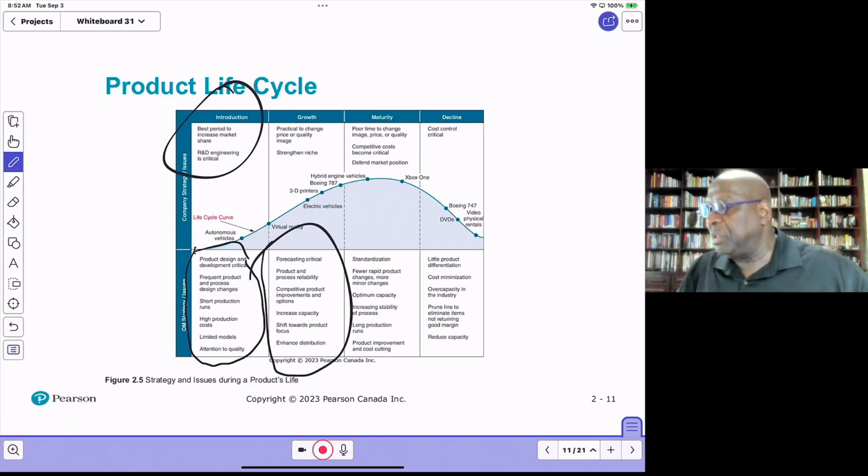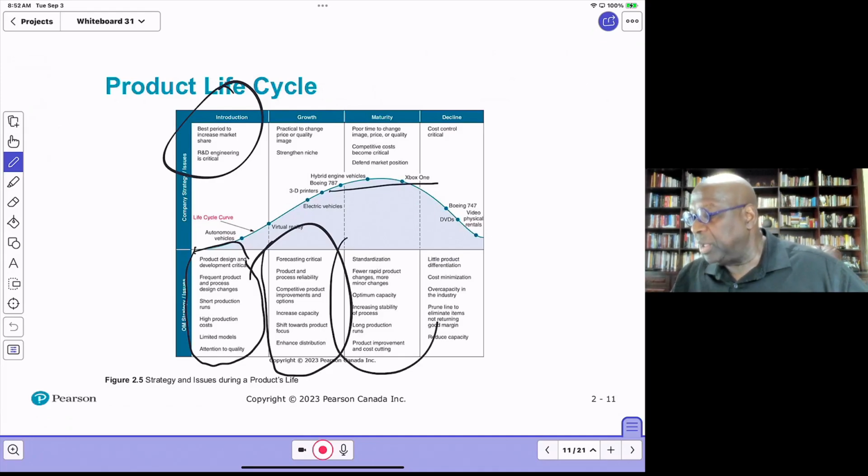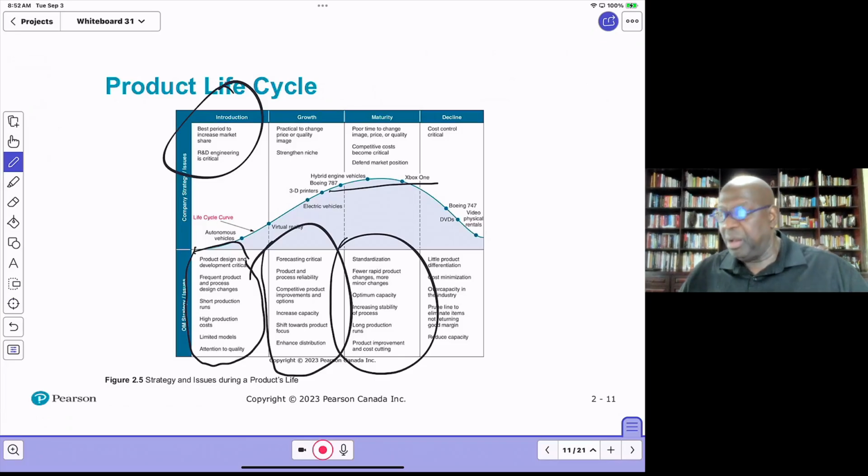And then when you get to the mature stage where there's not a lot of growth happening, this is where you start looking at things like standardization. Standardization will help you to get economies of scale, operate with larger volumes, lower your costs, and so on. You're not making a lot of product changes at that time. You are optimizing your capacity. You are increasing the stability of your process. You want long production runs to get economies of scale. And then you focus on improving your product to cut the cost of production, not so much to offer something brand new to your customers. All right.